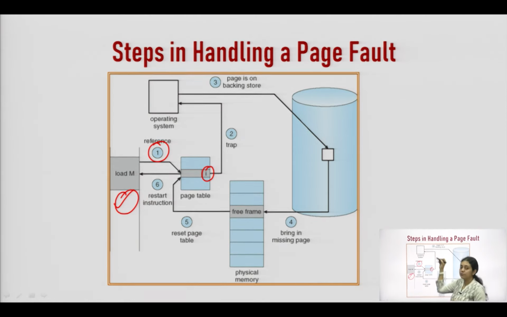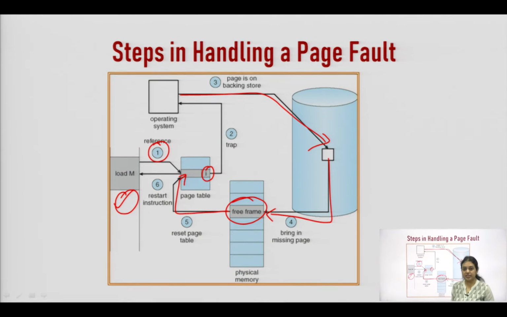The operating system gets to know that the page is a valid page, but it is not in memory. So, it has to be brought in. So, it goes to the backing store where the page is located. From the backing store, it brings in the missing page into a free frame of the physical memory. Where we have a free frame, there we put that particular page. Now, after the page is located in this free frame, this page table is reset.